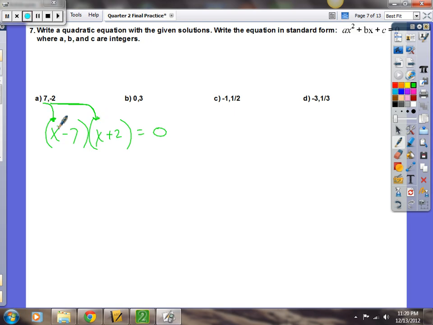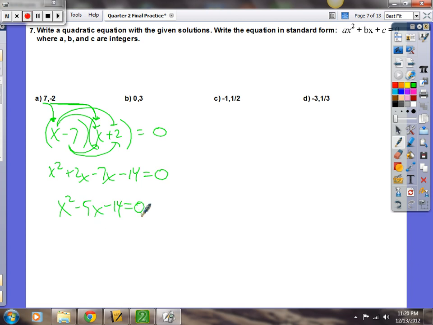Now let's multiply forward. x times x is x squared. x times 2 is 2x. Minus 7 times x is minus 7x. Minus 7 times 2 is minus 14. x squared minus 5x minus 14 is 0. There we go.